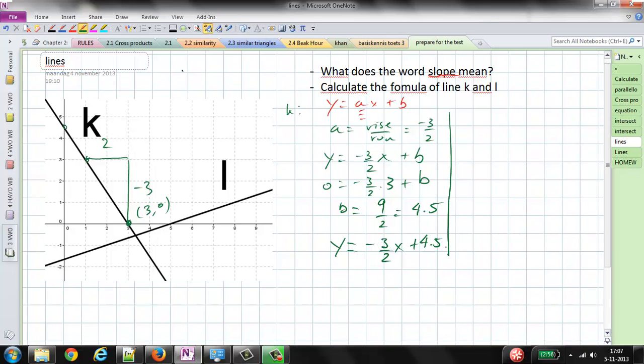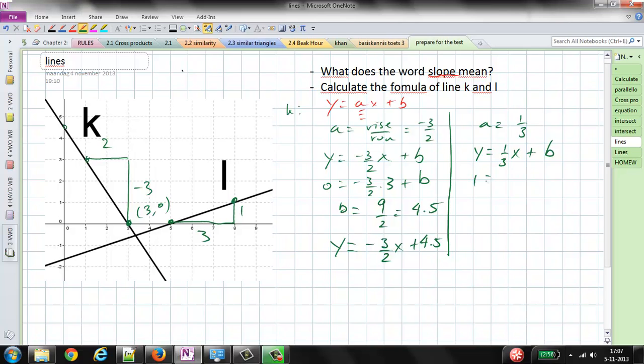Yeah? I'm now going to do L. For L, pick two good points. 1 there. Triangle to the right. This is 1. That's 3. So I've got the A equal to rise over run is 1/3. I write y equals 1/3 x plus the b. What's the b? Fill in the point. I would say 5, 0, but you could also do the other one. You want to do the other one? It's 8, 1, so I'll fill that in.